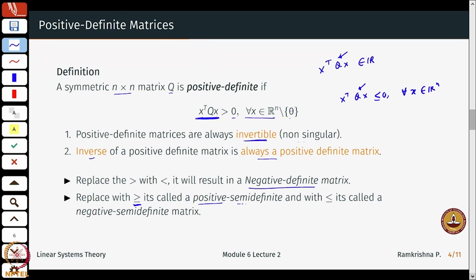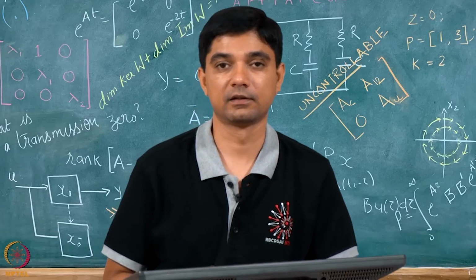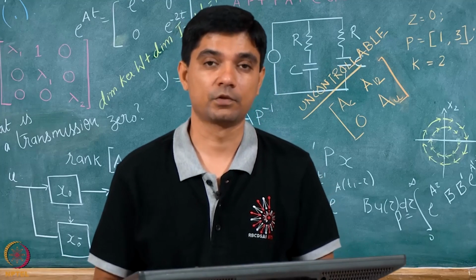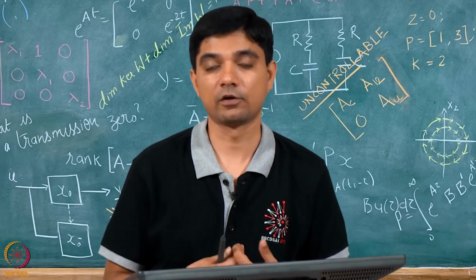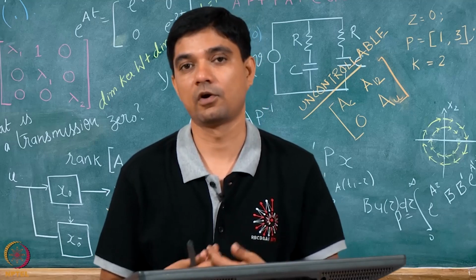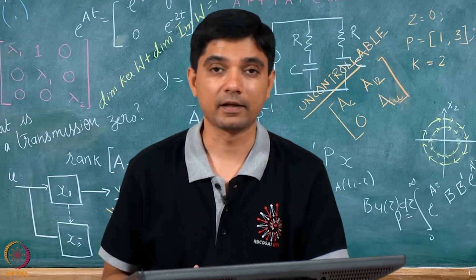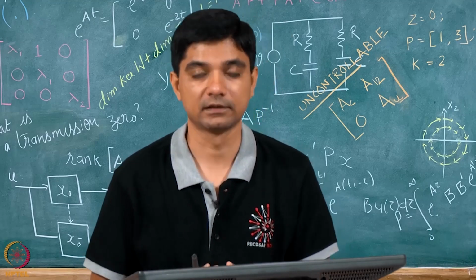Now, how do we check computationally if the given Q matrix, a square matrix, is positive definite or not? I cannot compute x transpose Q x for all x in R n, that will take me infinitely long, but I will see if there are alternative methods of doing that. So, that is what is in the next slide.